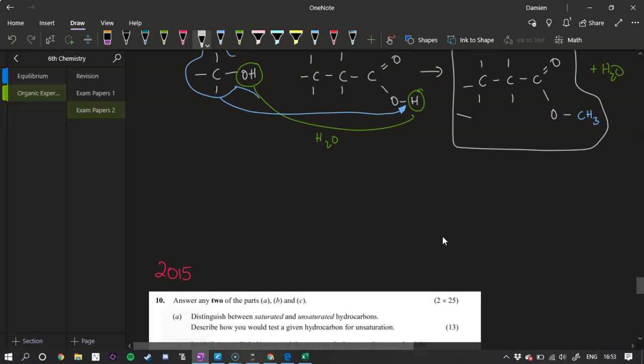We have 1, 2, 3 carbons in a row, so this is going to be prop. It's an ester, so it's an -oate. And then what type of ester is it? It's this type of ester. It's a methyl propanoate.